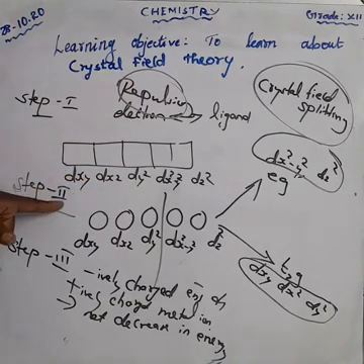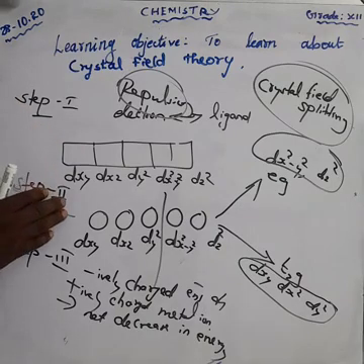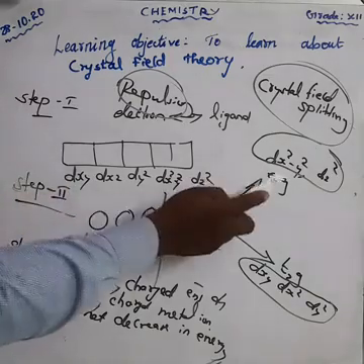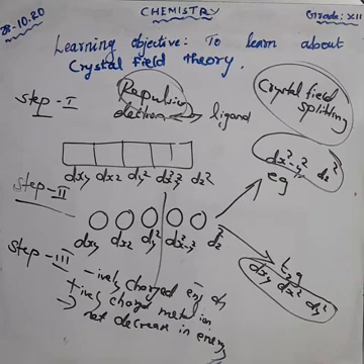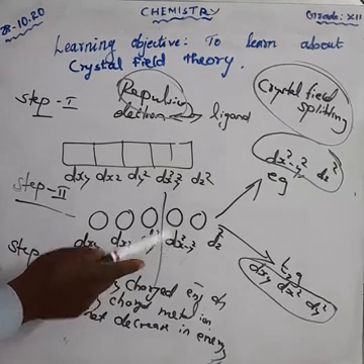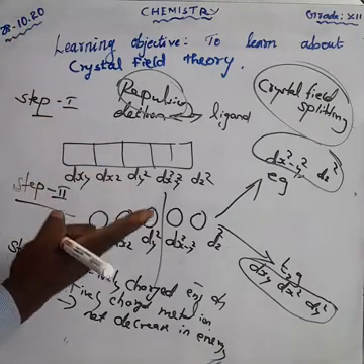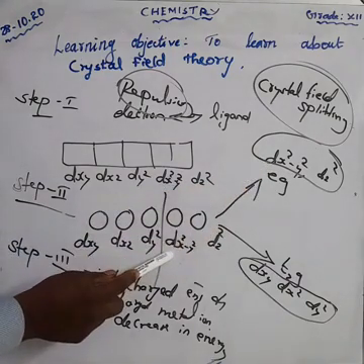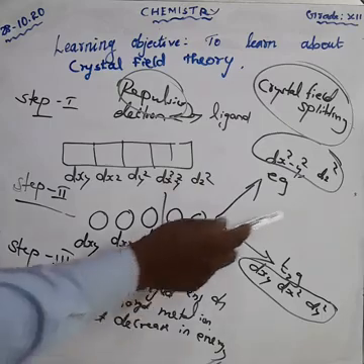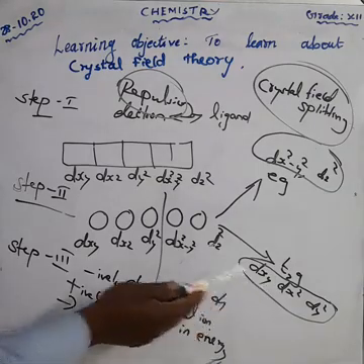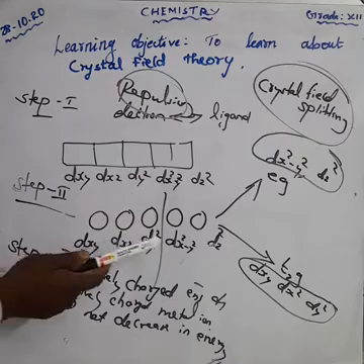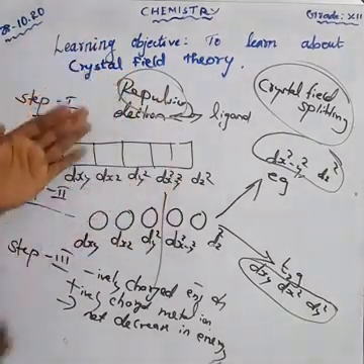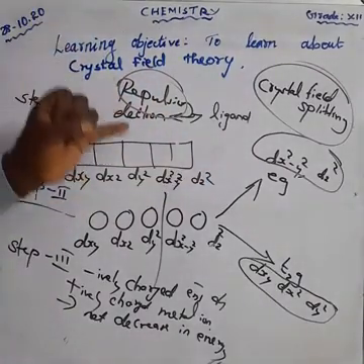Then the second step: the ligands are approaching the central metal ion in actual bond distance. Here the degenerate d orbitals split into 2 sets. What are the 2 sets? Eg and T2g. Eg is doubly degenerate orbitals and T2g is triply degenerate orbitals. Doubly means, for example, dx square minus y square and dz square. Triply means dxy, dxz and dyz. This process of splitting is known as crystal field splitting.